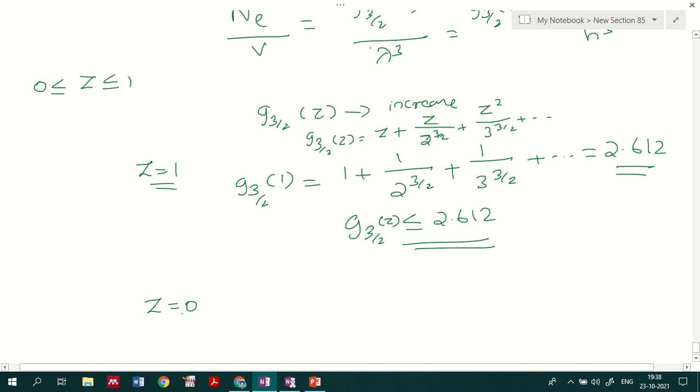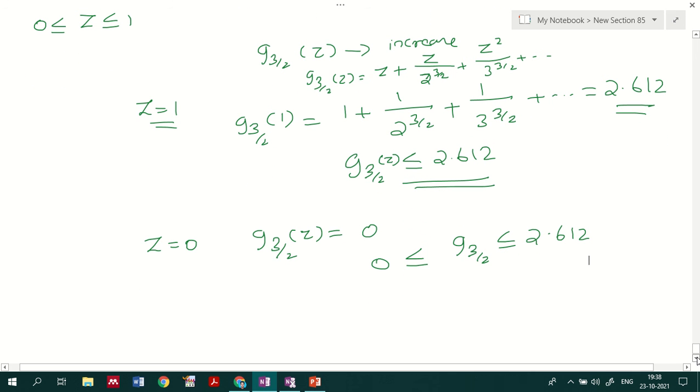So if I put z equal to 0, then g3/2 of z will be equal to 0. So I can say that the value of g3/2 lies between 0 and 2.612, that is, 0 is less than or equal to g3/2, which lies in between 2.612 and 0. That is the value range for g3/2 in this scenario.